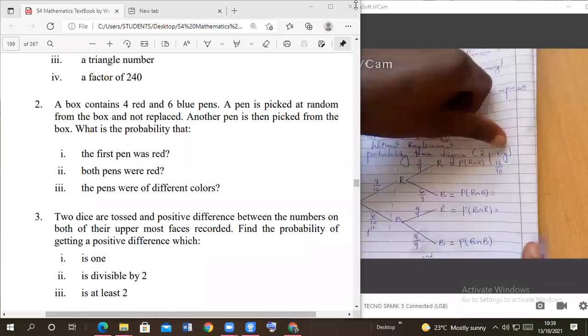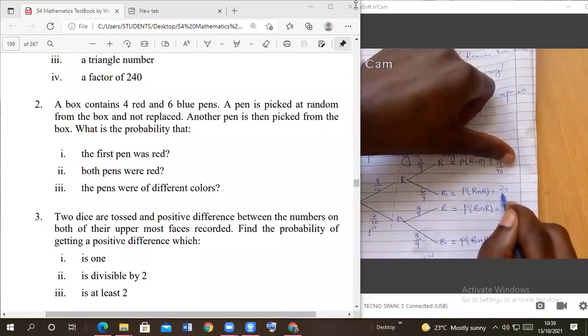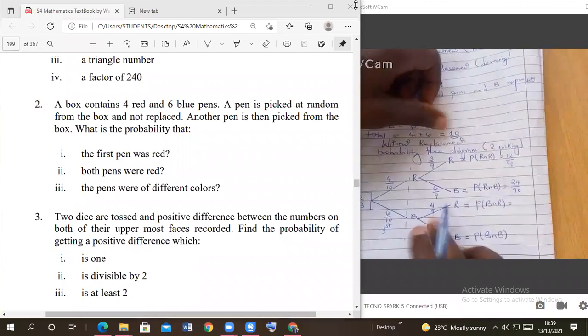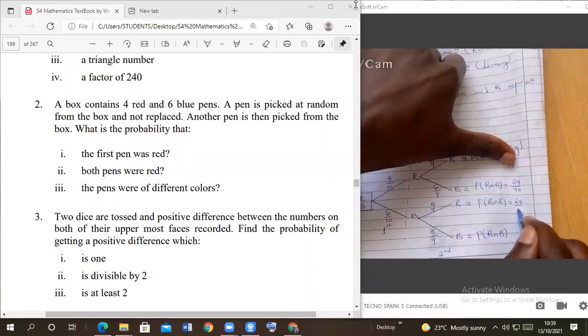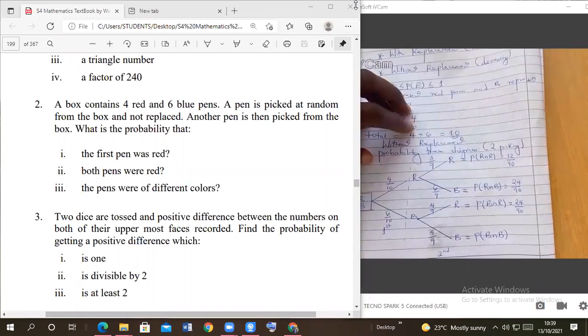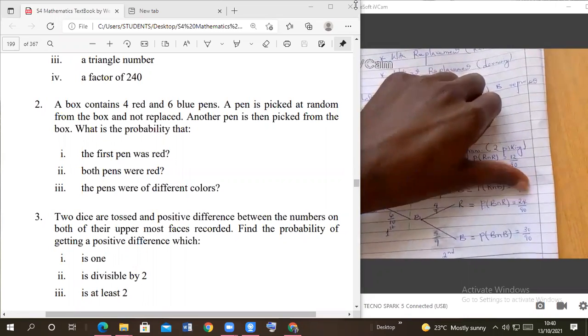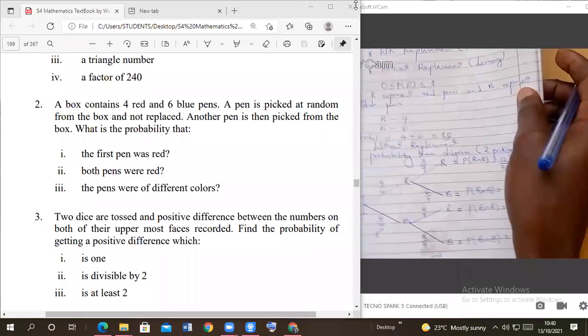What about this one? This one will give us 24 out of 90. This one will also give us 24 out of 90. What about this one? This one will give us 30 out of 90.